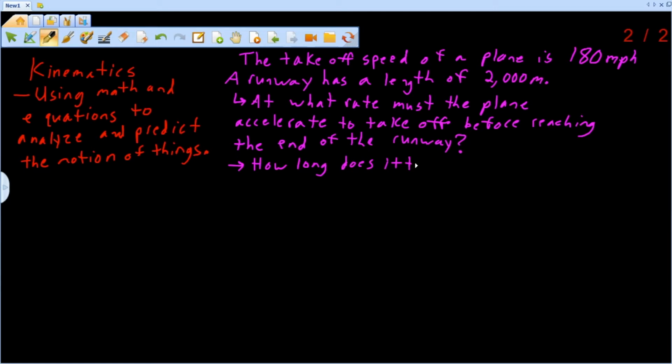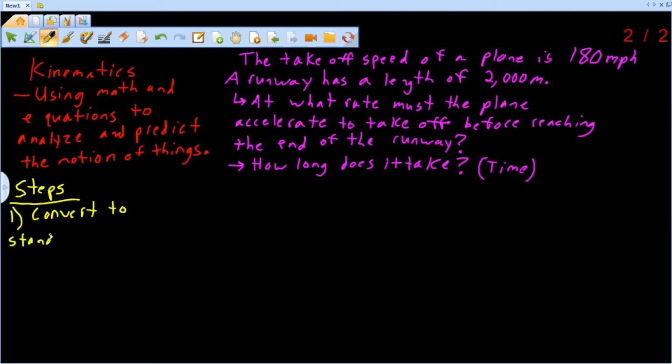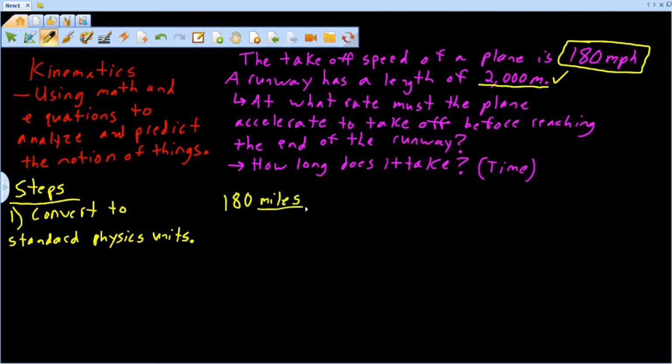Before we dive in and solve this problem, we need to make sure that we're approaching it the correct way. The first step that we want to note when looking at a problem like this is making sure that we have the correct units. So if we don't, we're going to have to convert to what we call standard units. And those would be meters, seconds, kilograms. So if we look over this problem, we're going to notice that we have 180 miles per hour. That is not the right units. And then we also have 2,000 meters. That is the correct units.